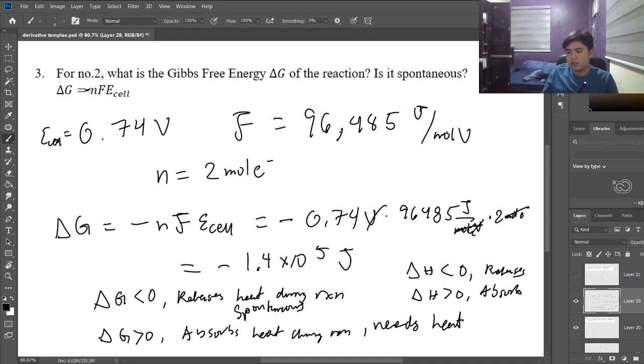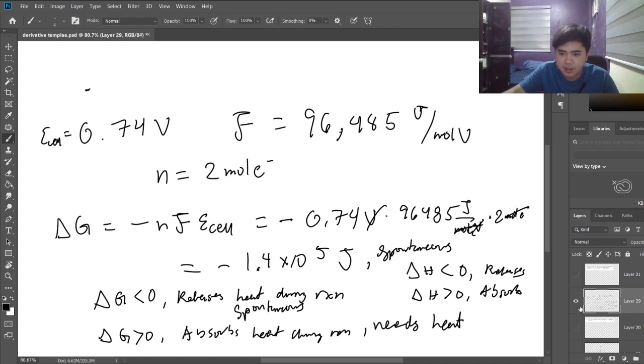Boiling water is actually a much better example of that. If you try boiling water at room temperature, you're not going to have any luck because it's not spontaneous. But if you boil it at like 100 degrees Celsius, that's good because you're adding heat to it. So it's going to react, boil. So this is negative. So we just say this is spontaneous. That's it.